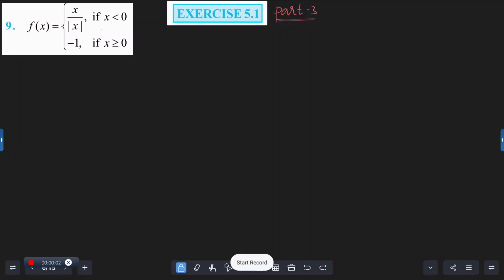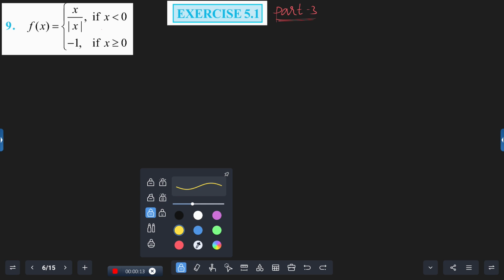Students, this is exercise 5.1 part 3. Already in parts 1 and 2 we have done a few sums. From question 9 onwards we are going to start the continuity and differentiability chapter. Exercise 5.1 question number 9: we have to check the discontinuity.